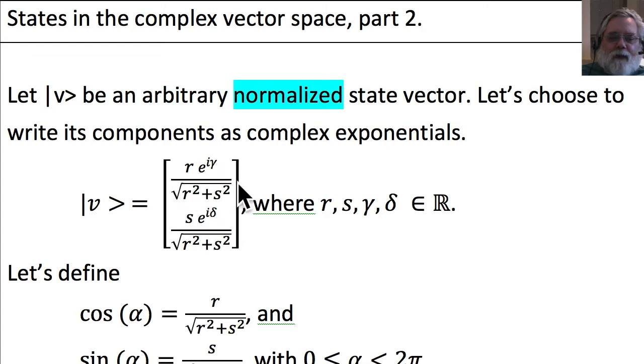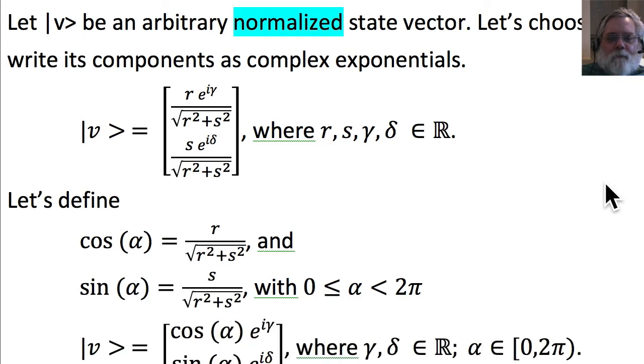We're going to divide that by a denominator, talk about that in a second. The second component, we're going to have s e to the i delta. Now, e to the i gamma and e to the i delta, those phases, gamma and delta, are real numbers, so the complex exponential is only a phase. So in terms of normalizing, we only need to divide by the square root of r squared plus s squared. So this is normalized.